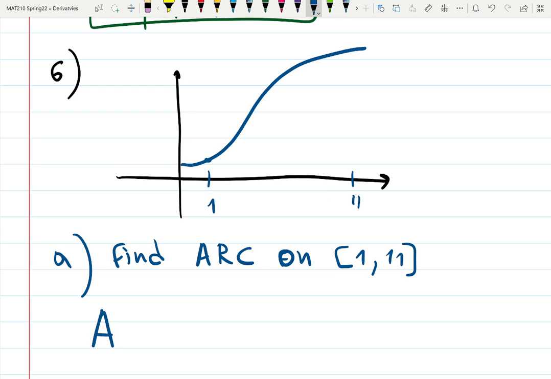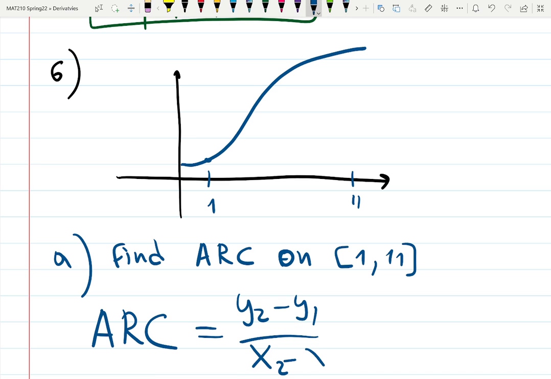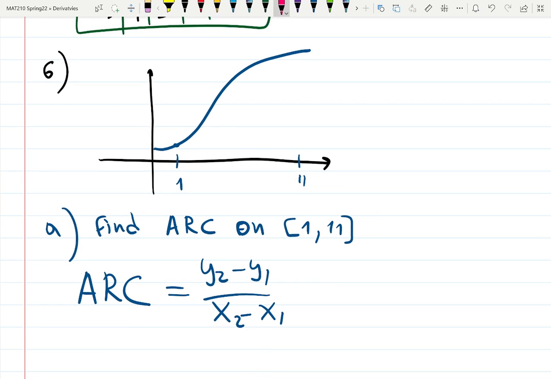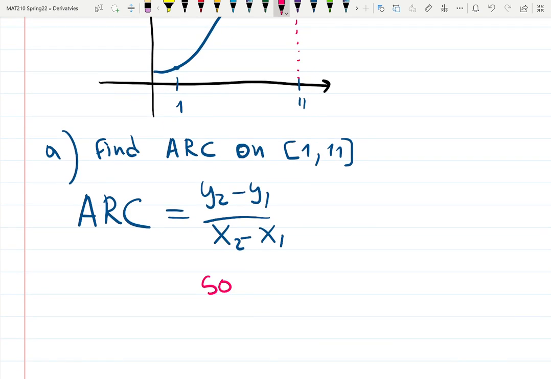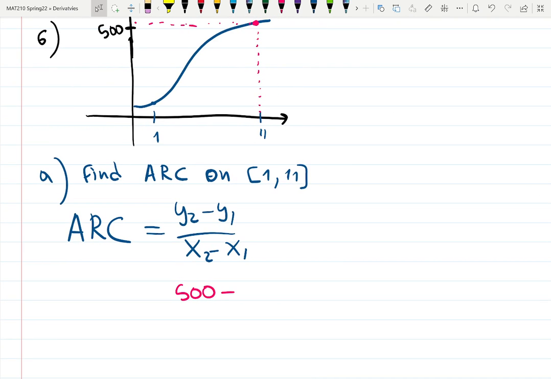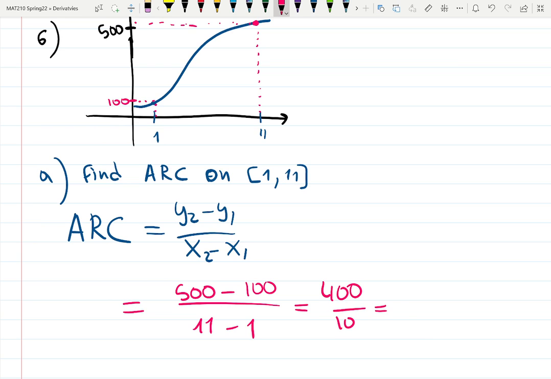How do you find the average rate of change? Average rate of change is change in output over change in input. Just remember that. That's good enough to do A. Find the second point's output, and let me make up this number to be 500. So it's 500 minus the output for the first number, which is 100, so 500 minus 100. It's always second minus first. Then the length of the interval, 11 minus 1, which is 10. The average rate of change is 400 over 10, which is 40.